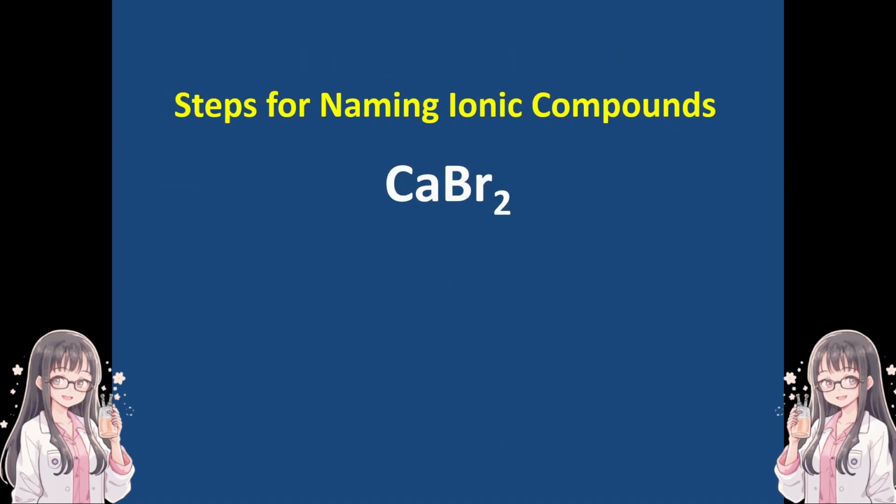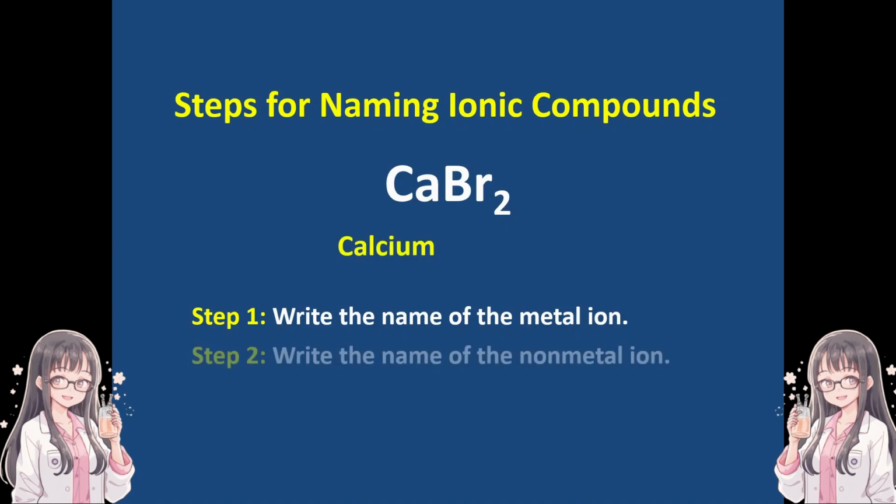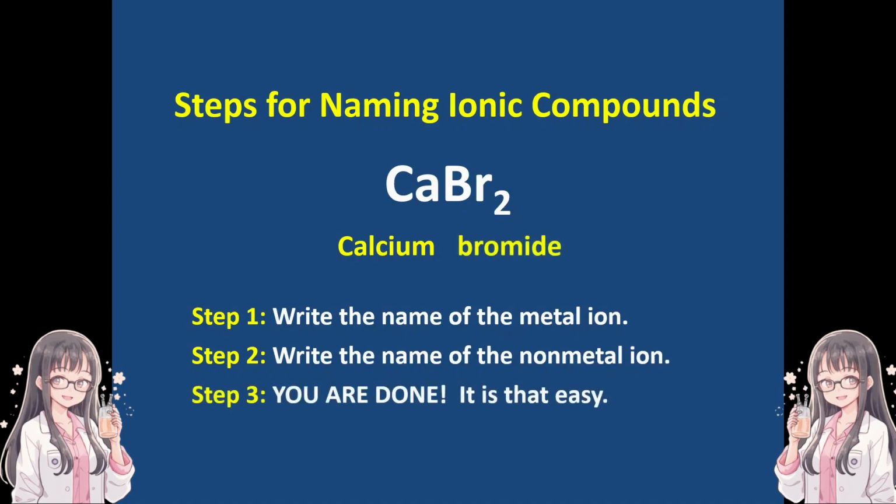Steps for naming an ionic compound. Normally, in the formula, the first element will be written first. That is a metal, followed by a non-metal. So, Ca is calcium. Write the name of the metal ion. So, it's calcium. And then Br is bromine, but you have to change the name of the non-metal. It will become bromide. And you're done.